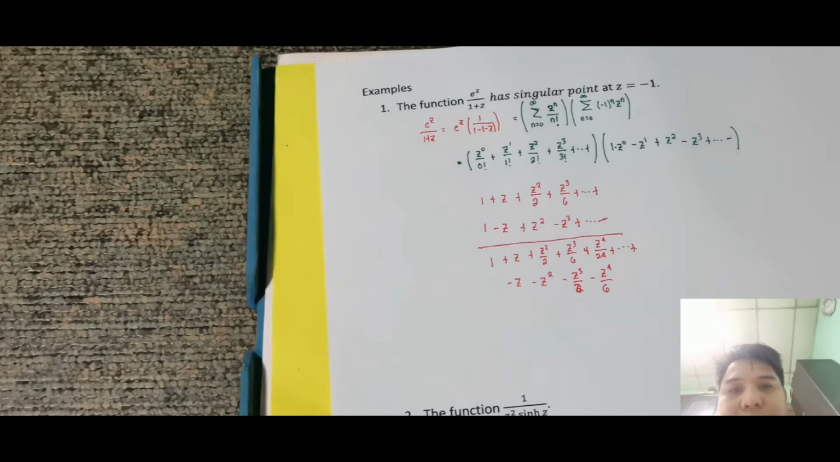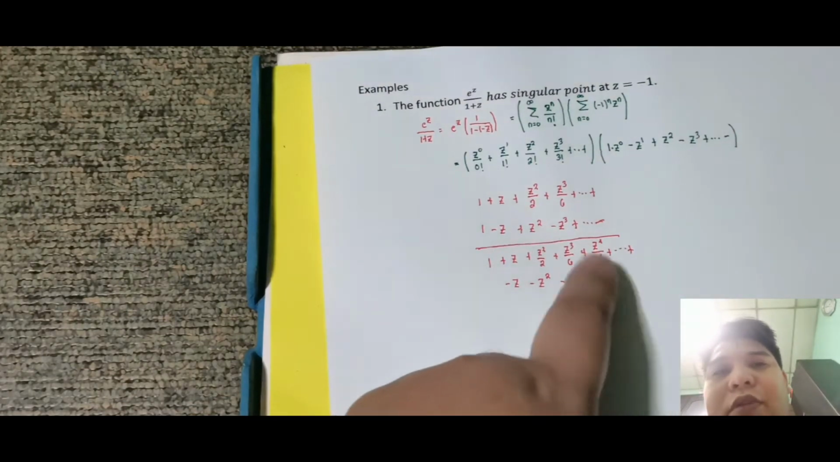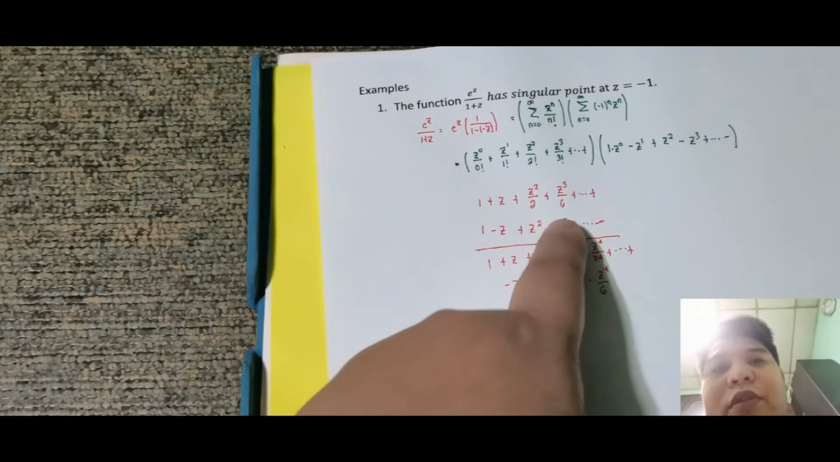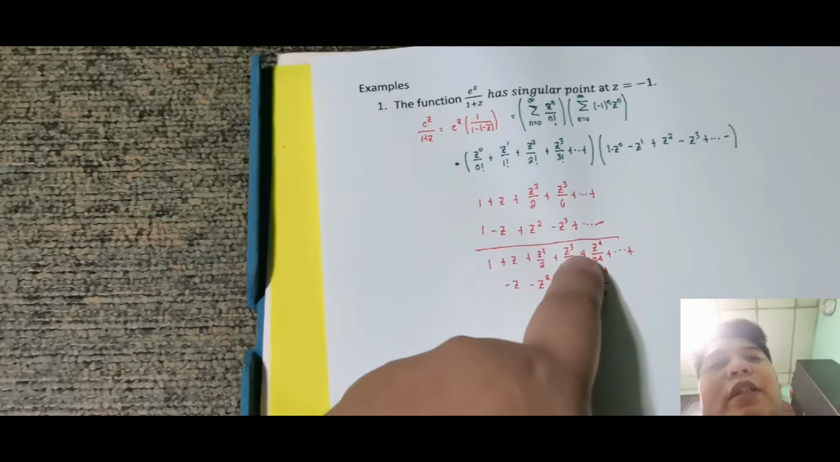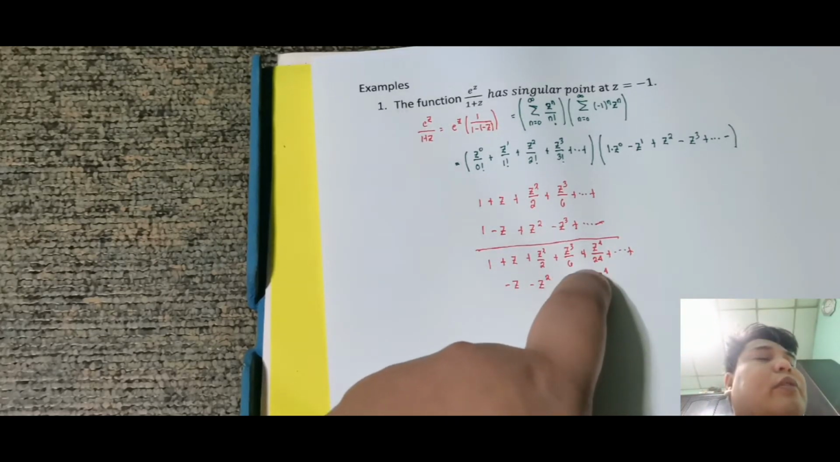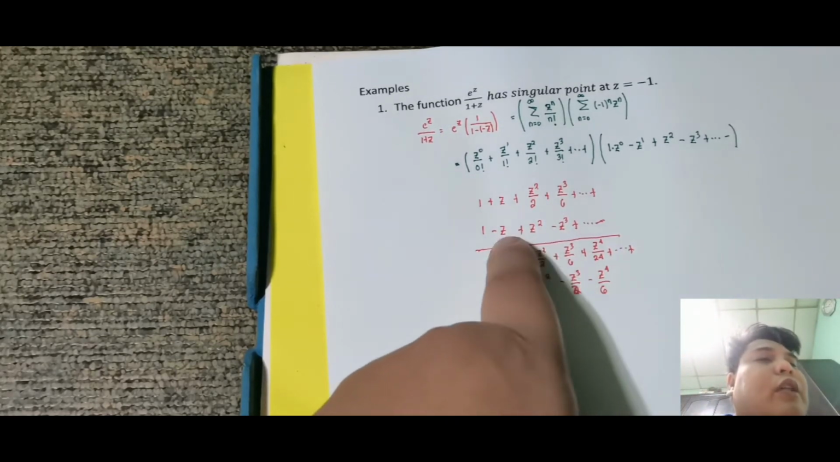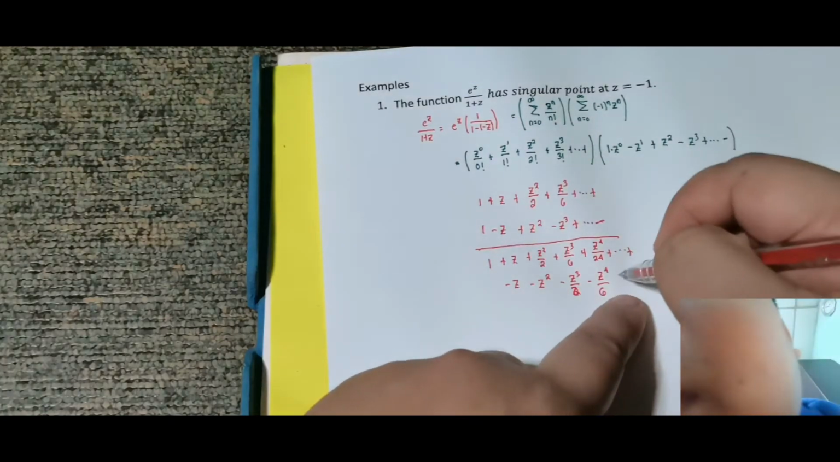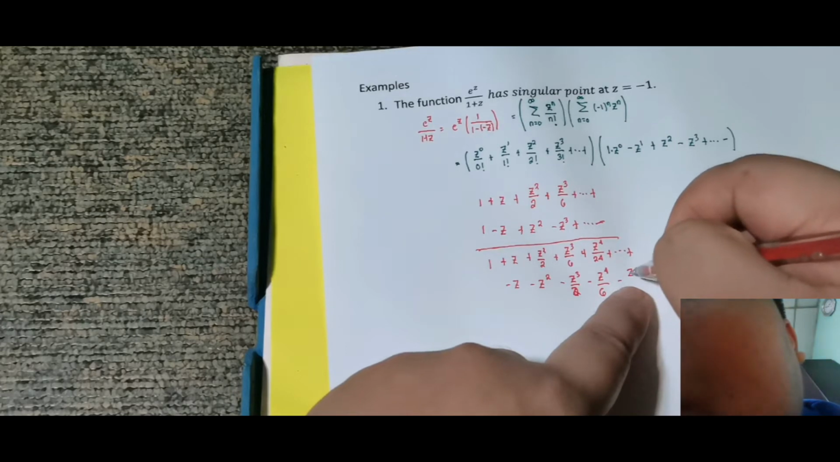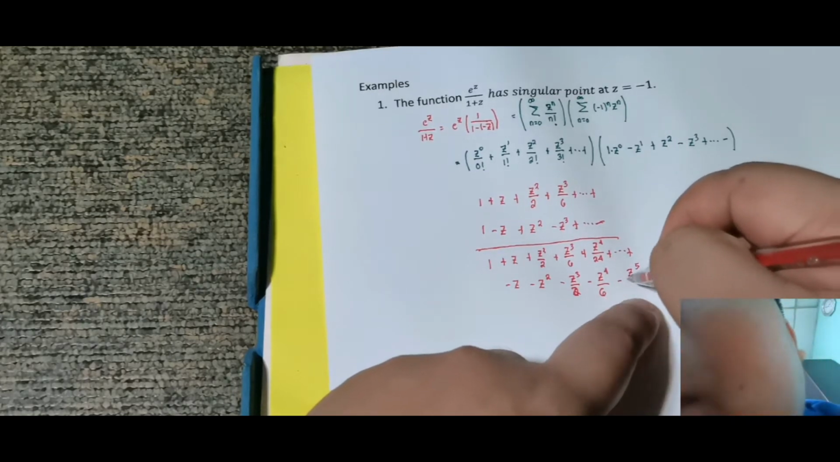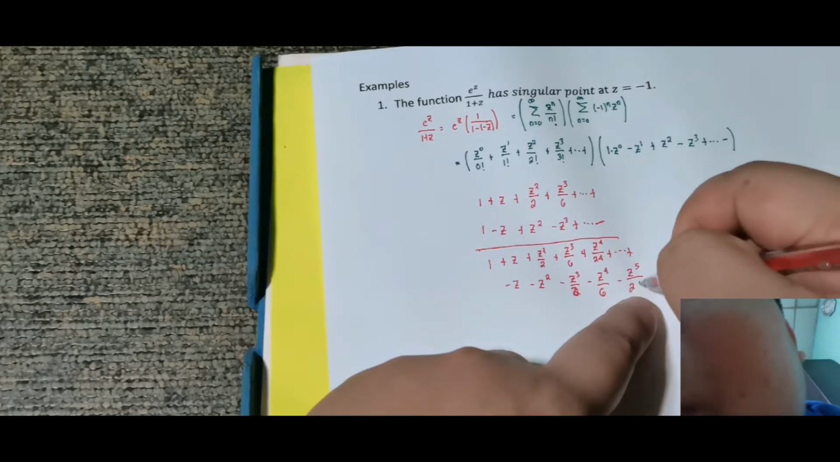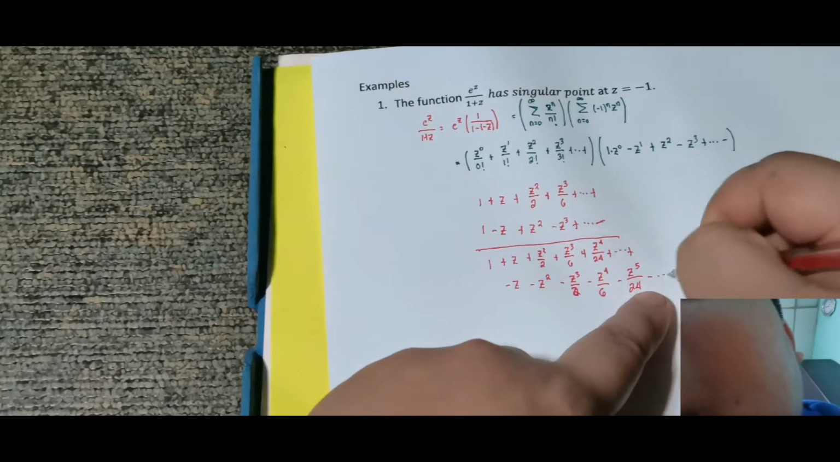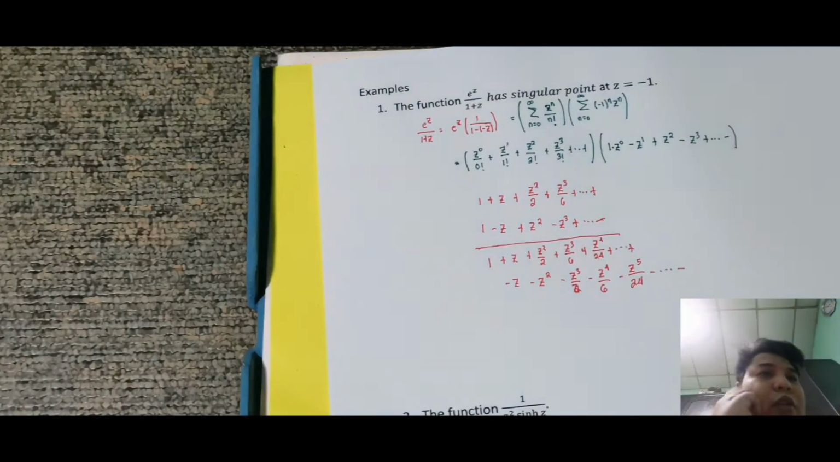Okay, then obviously magdadagdag tayo ng isa. I-multiply natin negative z sa z to the fourth over 24. Yung negative z, that is negative z to the 5. So that is negative z to the 5 over 24. Okay, then minus that minus. Tuloy-tuloy yan.